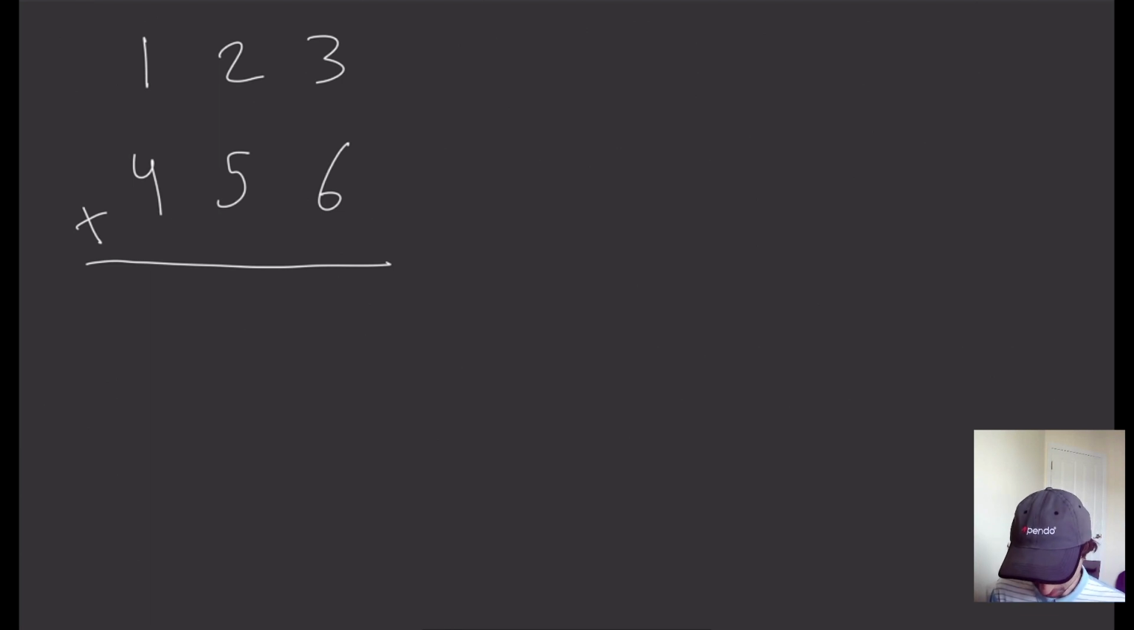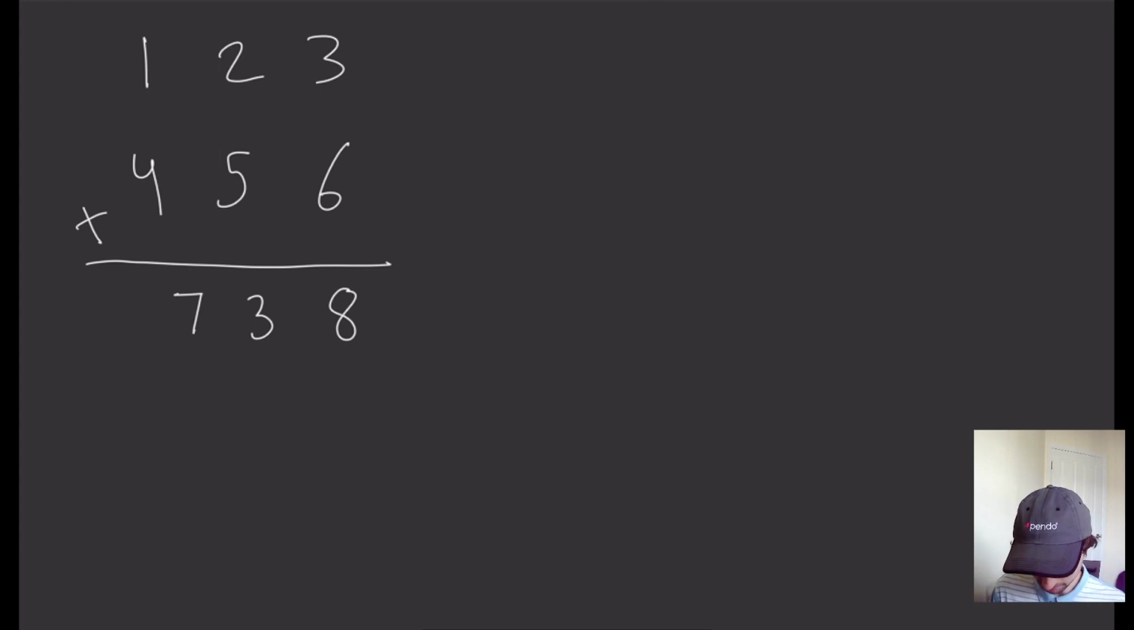But 6 times 3 would be 18, so we would write the 8 and then carry the 1. Then we would do 6 times 2, which is 12, plus that 1 is 13, carry the 1. 6 times 1 is 6, plus that 1 is 7. And then we can get rid of those values that we carried.